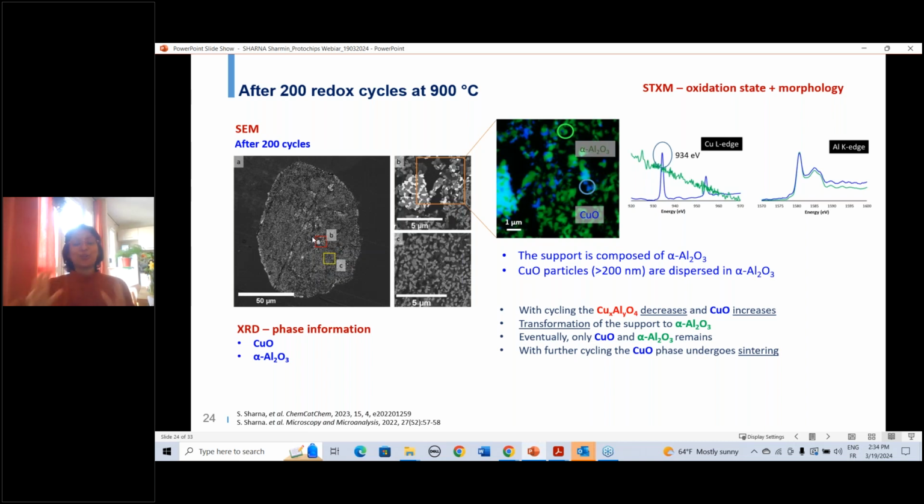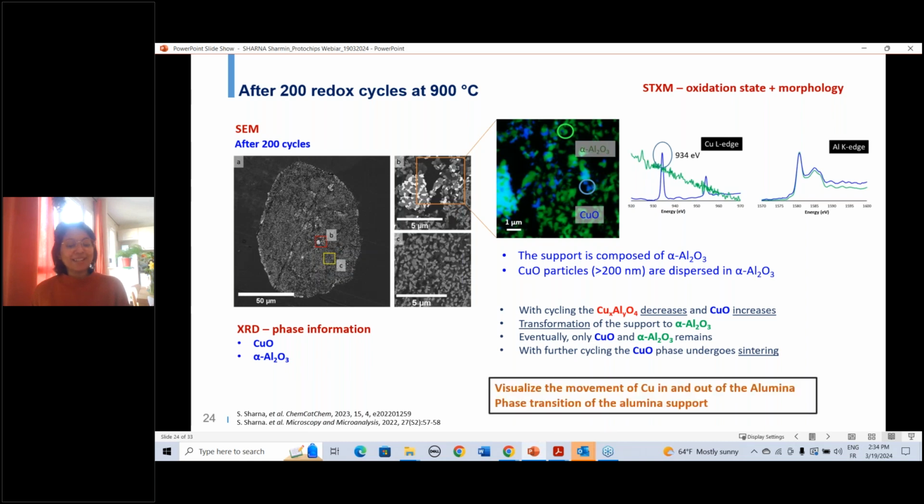This is what we know so far about our sample from other characterization techniques. Now, what more can we understand? Using in situ STEM, we wanted to visualize how this movement of copper going in and out of the alumina occurs, and if we can eventually quantify this diffusion mechanism and reaction. Eventually, we want to see how the phase transition of the alumina support occurs, from an initial gamma alumina or copper aluminate, transforming to a more compacted alpha alumina form and changing all this porous network.